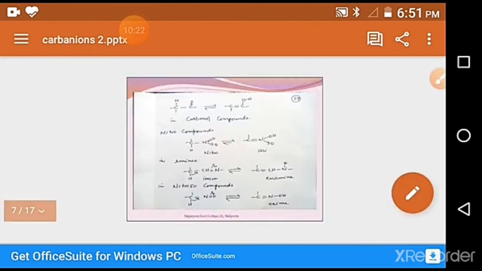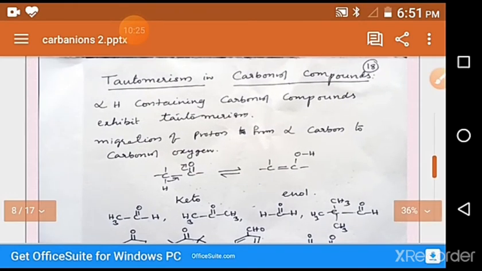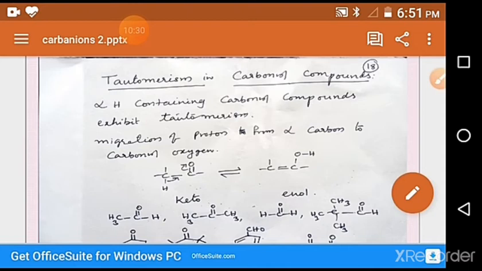Okay, we'll explain tautomerism in different classes of compounds. In our syllabus, we have to discuss tautomerism in carbonyl compounds, nitro compounds, ethyl acetate and diethyl malonate. We will take them one by one and discuss in detail.